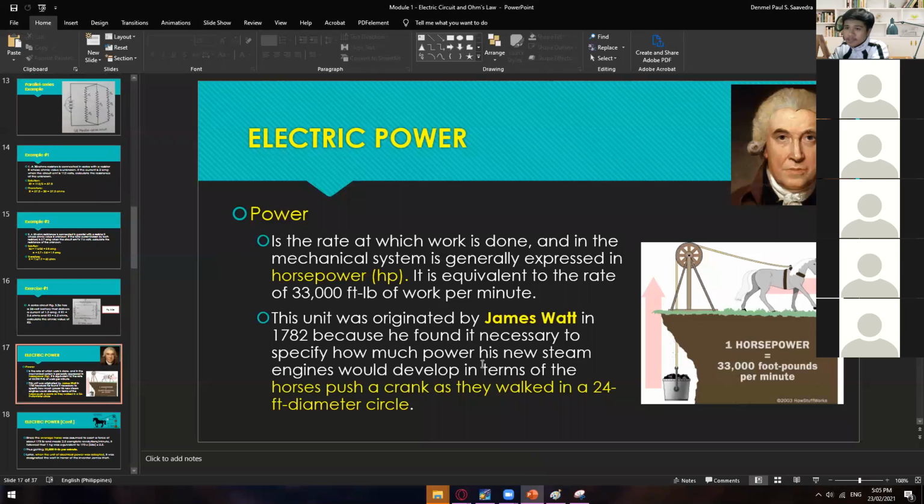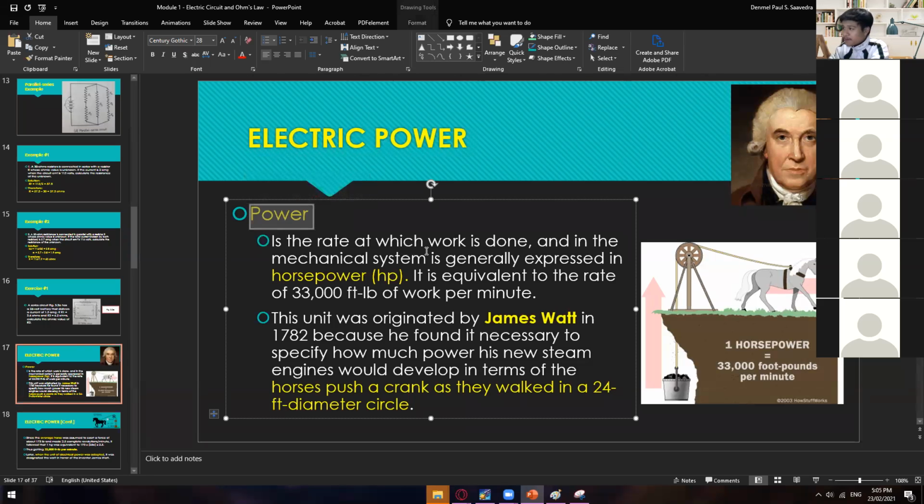All right, so let us now proceed to the electric power. When we say electric power, or power, it is the rate at which work is done. If there is work that is being done, we call that power. And in a mechanical system, it is expressed in horsepower.